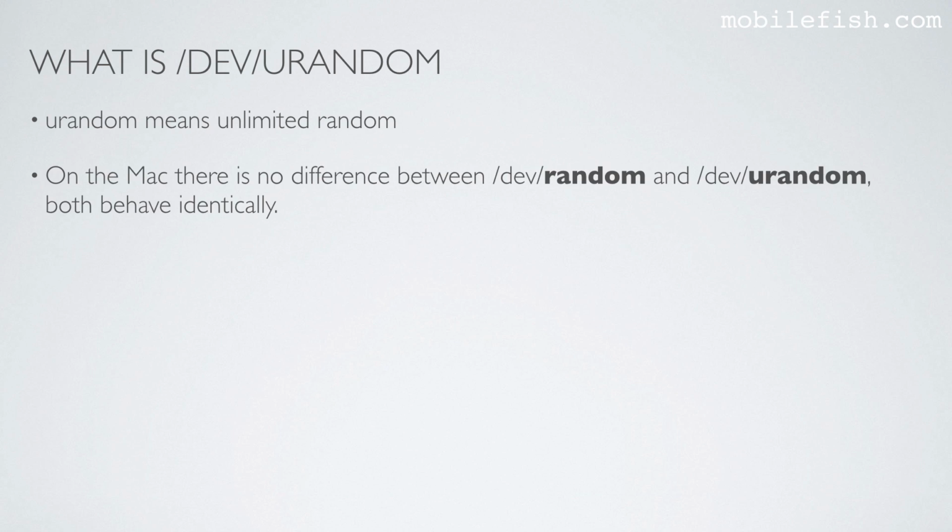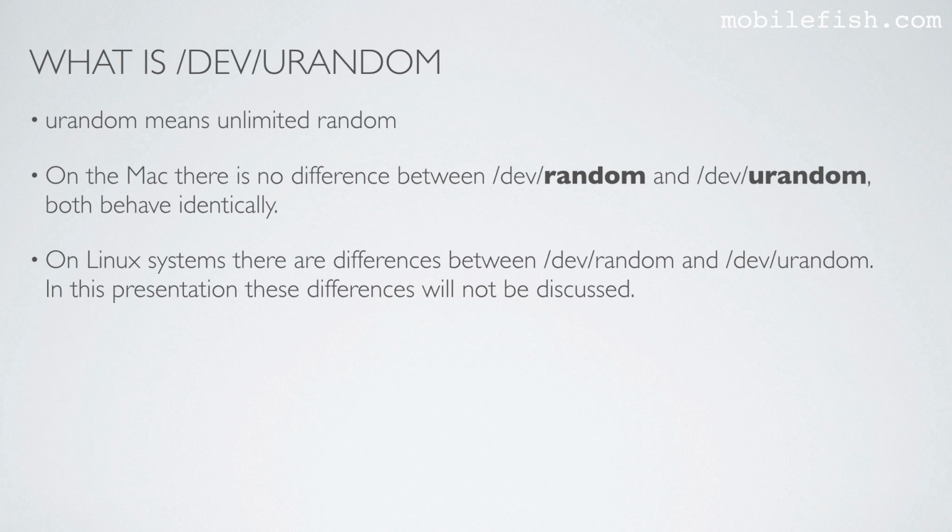Some additional interesting information. Urandom means unlimited random. On the Mac operating system, there is no difference between /dev/random and /dev/urandom. Both behave identically. On Linux operating systems, there are differences between /dev/random and /dev/urandom. In this presentation, these differences will not be discussed.